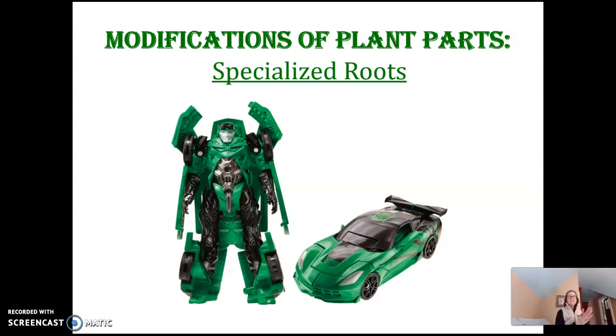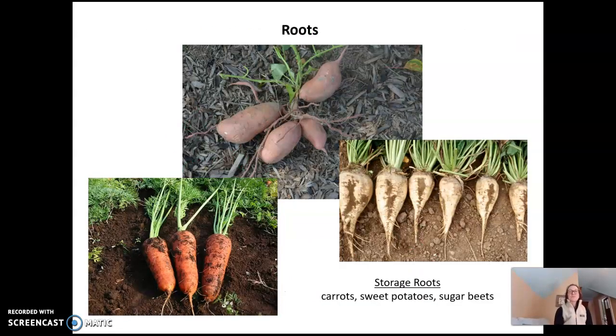So some fun stuff. So we have some specialized roots here that transform our idea of roots. That's what this is showing, one of those transformer cars. So these are some roots that you might not think of as roots. Storage roots. Well, these you probably do think of as roots. Carrots, sweet potatoes, and sugar beets are all modified roots in that they contain a lot of starches and hold a lot of starches for the plant. These starches can then be used in the next growing season for energy. They could send up the sugars from the roots up to the rest of the plant to sprout and grow.